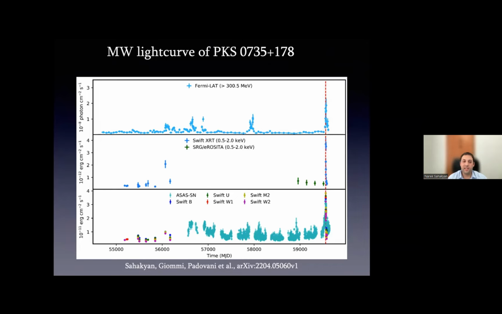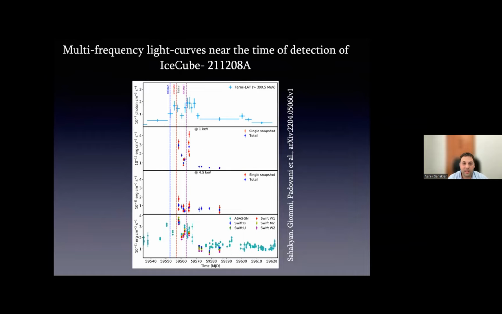Now, if we zoom in on the region around the time when the neutrino was observed, with different colors we show the different arrival times when the different instruments observed neutrinos, and you see that when the neutrinos were observed, the source was really active in gamma ray, optical UV, and X-ray bands, in the soft X-ray band actually. For example, looking at the 1 keV and 4.5 keV light curves, the changes at 1 keV are much higher in amplitude, and in fact so fast that we were able to observe around 5,000 second variability in the X-ray band.